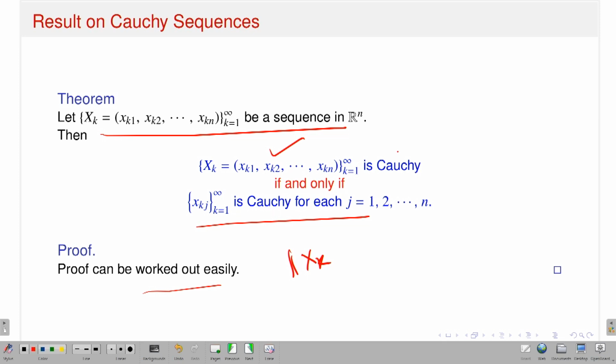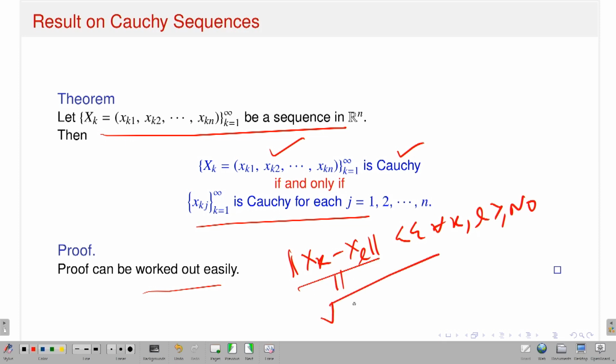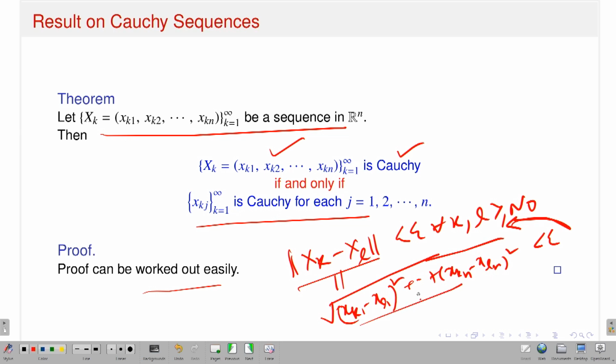Suppose this is Cauchy. That means given epsilon, I can make this less than epsilon for all k, l greater than or equal to n naught. Then you just use the definition of the norm of Xk minus Xl. That is the square root of (Xk1 minus Xl1) squared up to (Xkn minus Xln) squared, which is less than epsilon for this n naught. This is a sum of positive numbers, as I already discussed, so each single term is less than or equal to the sum, which is dominated by epsilon.